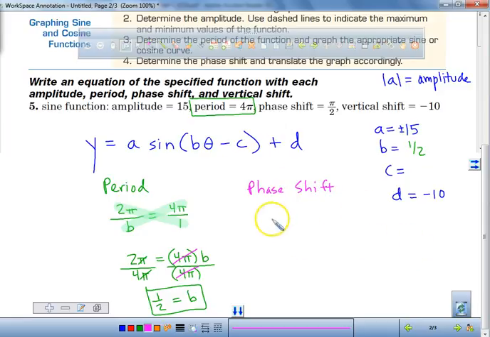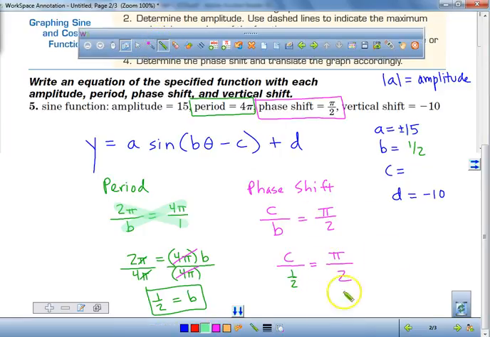The phase shift has a formula, and it's called C over B. Our phase shift in this particular problem is pi over 2. So write C over B equals pi over 2. Start it out just like that. Try not to freak out too much, but for the value of B, I'm going to plug in my value for B, which is a half. It's a fraction. It's not its fault. This is equal to pi over 2. Once again, I'm going to take my cross products.